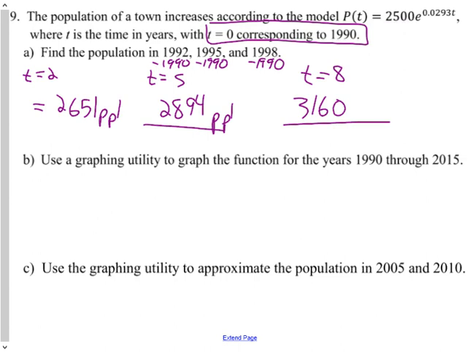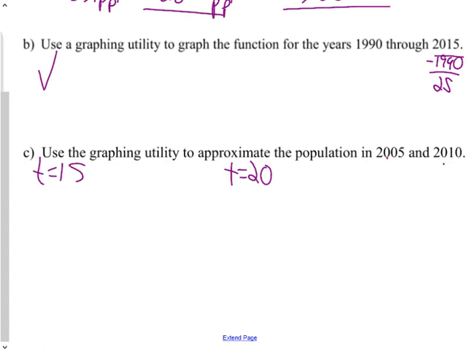Use the graphing utility. Yep, we did that. Now this is why we needed to go to 25, right? It's minus 1990 here. We get 25. So that's why I went to 25 years, because it wants us to approximate 15 and 20, right? What about t is 15, t is 20? Not really approximate. It's actually calculate in our calculator. And when you plug that in, we get 3880 and 4492. Same method we did for plugging into 5 and 8.